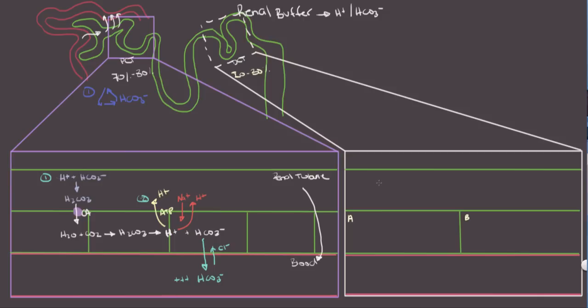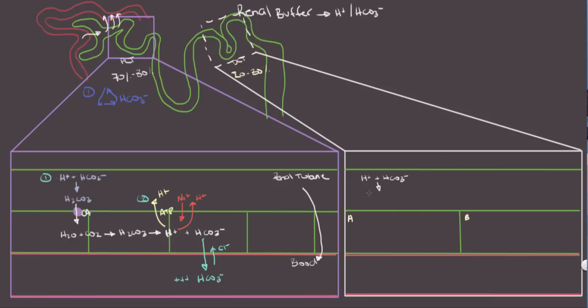So we know that our filtrate is going to contain H plus and HCO3 negative. Hopefully by the time we've made it to our distal convoluted tubule, we have less HCO3 in the renal filtrate, because we should have reabsorbed a large amount of that into the blood. But obviously some is still going to be present. So it looks very similar to our previous explanation.